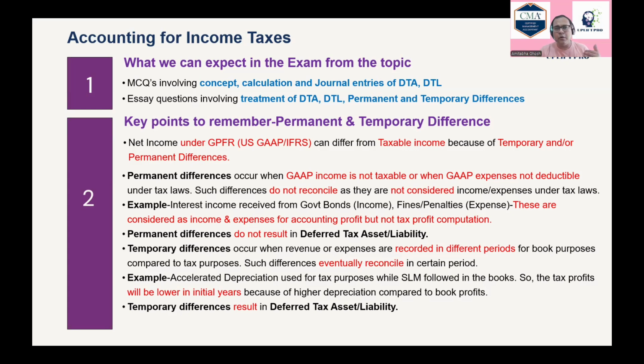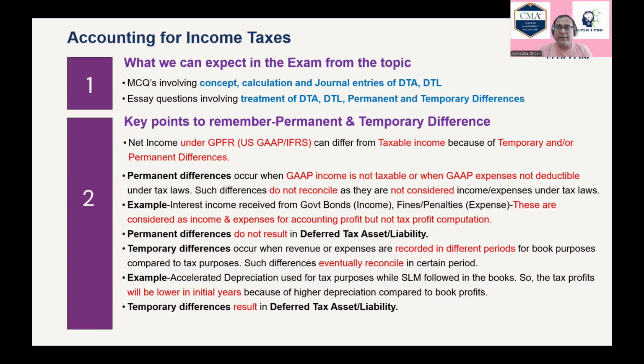So let's move into the key points that we should remember, firstly permanent and temporary differences. The first point states that the net income under GPFR, meaning general purpose financial reporting, which may be US GAAP or IFRS, can differ from the taxable income because of temporary and/or permanent differences. Now, why is this happening? It is because the tax follows a particular law, while when we are preparing our book profits, we are following US GAAP or IFRS, depending upon the general purpose financial reporting that we are following.